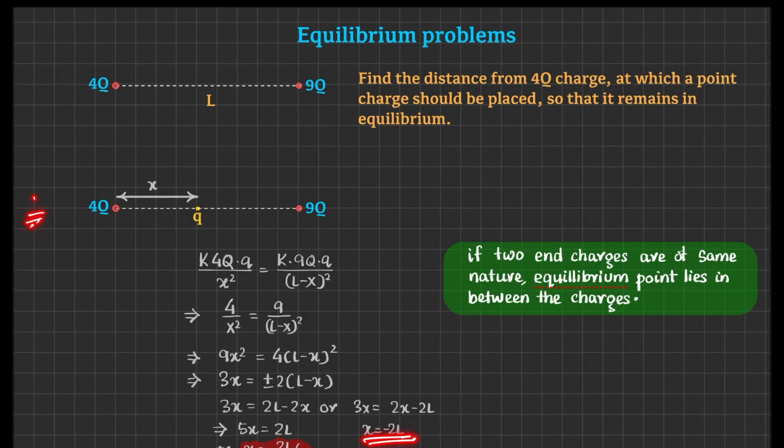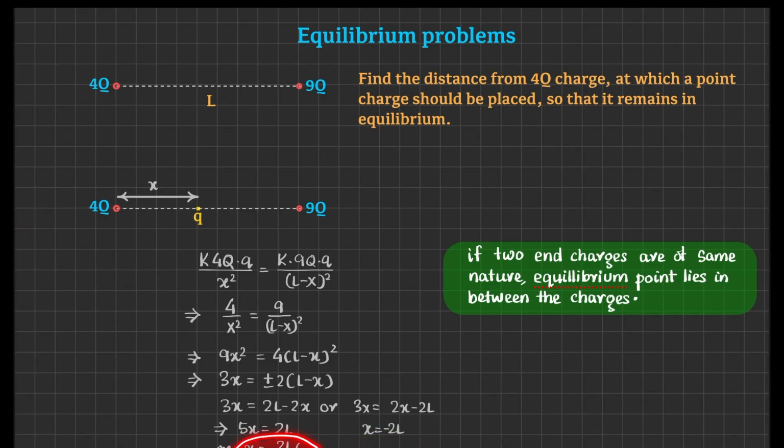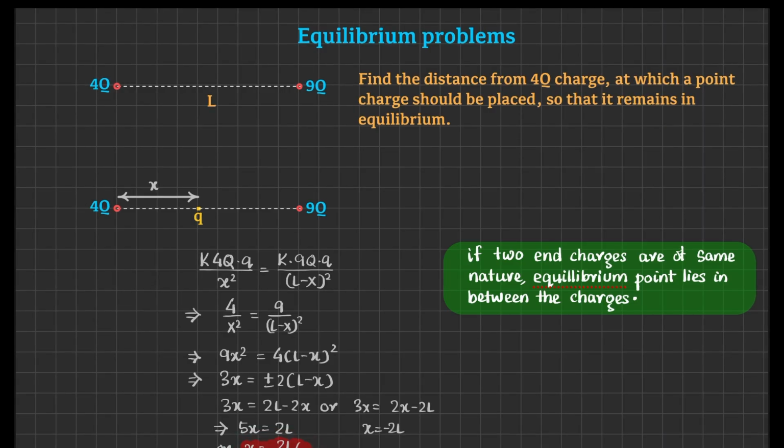x equals 12 by 5 gives us both magnitudes the same and the directions opposite. So this x equals 12 by 5 is our real answer here, because here it is actually the equilibrium point. The two forces are of the same magnitude and opposite direction.